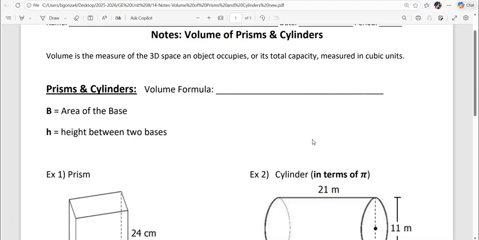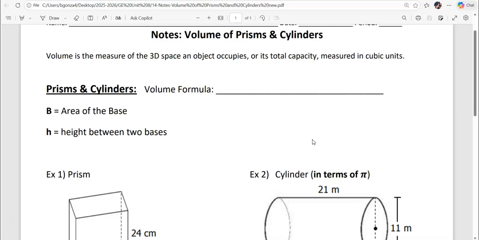Today we are venturing into the world of volume. So we've been doing surface area. Does everyone remember surface area? Y'all got those green sheets. The top of it is all the surface area formulas. Surface area is all the two-dimensional area on the surface of a three-dimensional shape. Well, today we're learning volume. It's the measure of the 3D space an object occupies. Sometimes it's called the total capacity, and it's measured in cubic units.